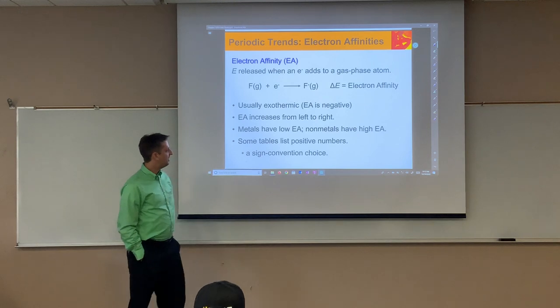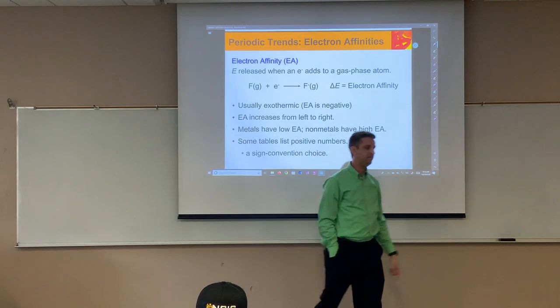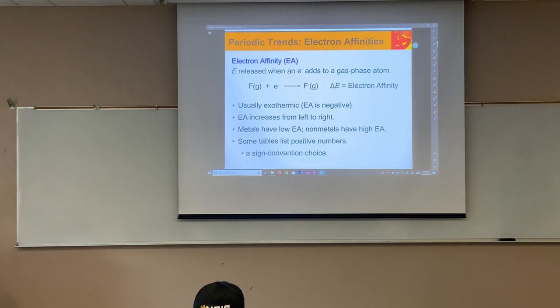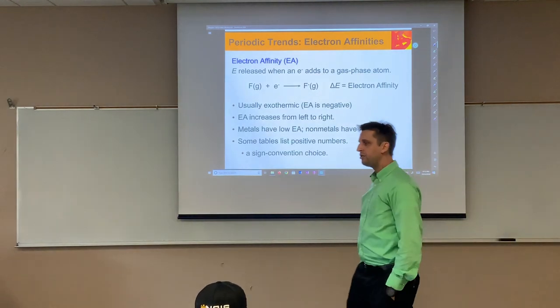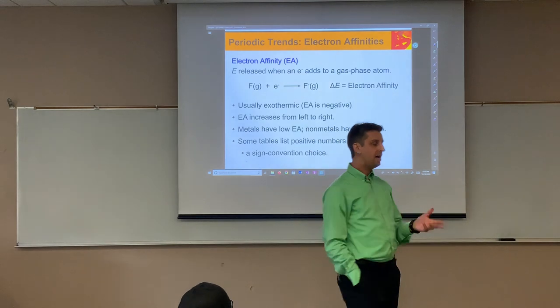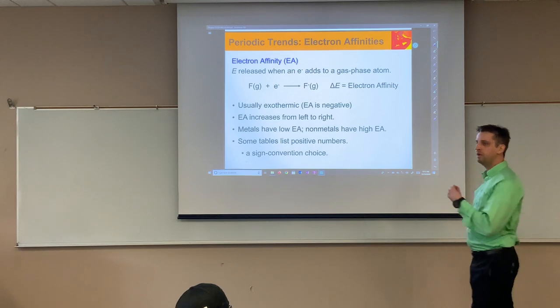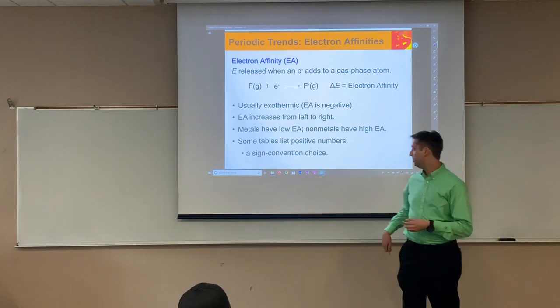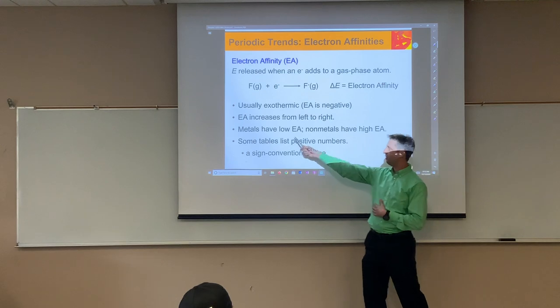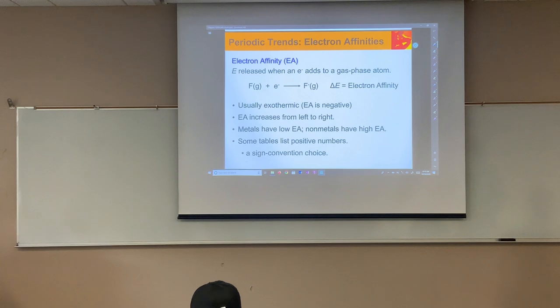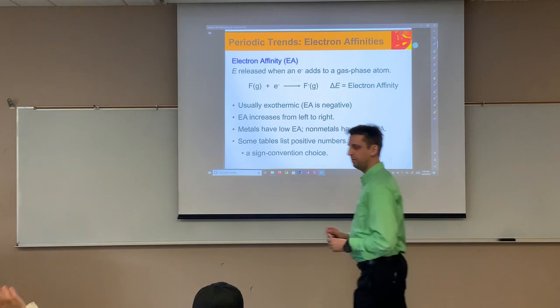Metals have a low electron affinity. Non-metals have high electron affinity. Now, you guys already knew that, though, right? It was way back when life was easier, at the beginning of the semester, when we were first introducing the idea of the periodic table, we said metals tend to form cations and nonmetals tend to form anions, okay? So here's finally our explanation for that, or one of our explanations. Metals have a low electron affinity. They'd rather lose electrons. Nonmetals have a high electron affinity. They'd rather gain electrons. Yeah?